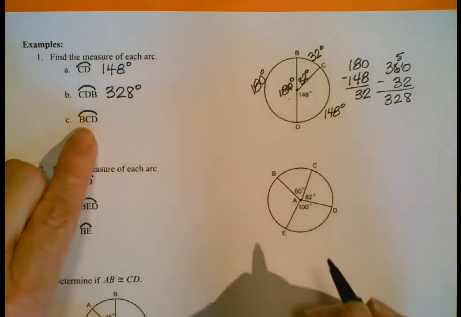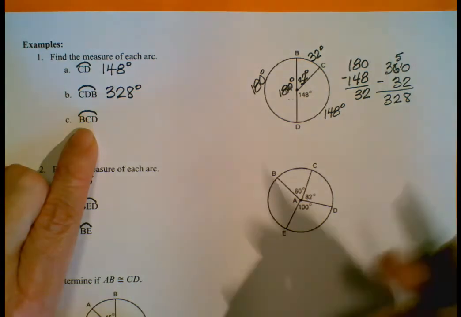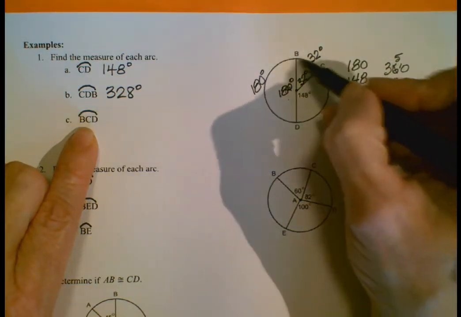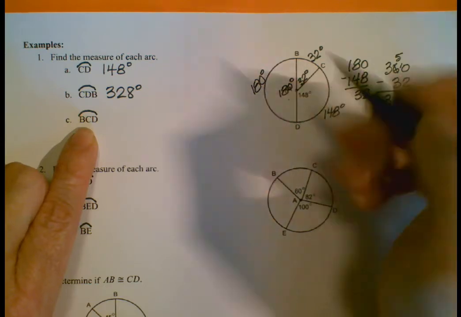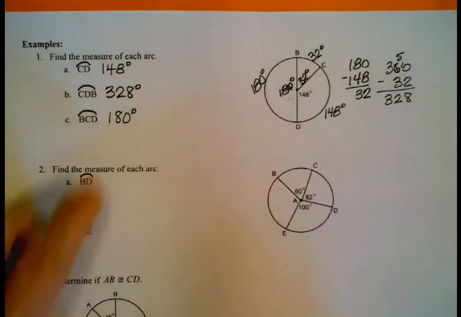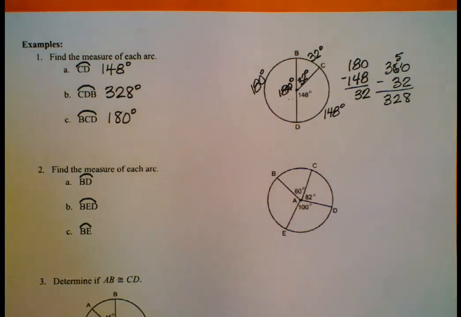In part C, we have another major arc. We're going from B to C to D, and because BD is a diameter, that must be 180 degrees total. All right, I would like for you to pause the video, work through number 2 on your own, and then when you've completed it, come back and check your answers.